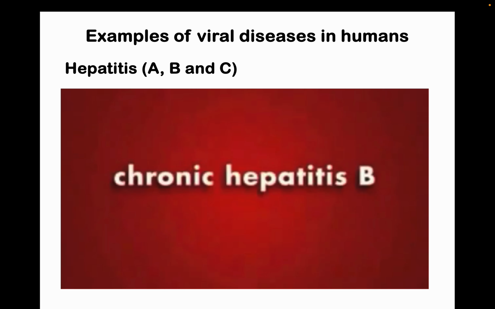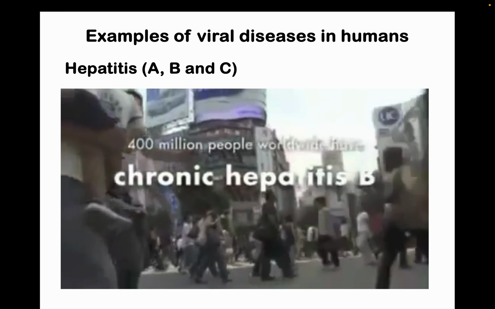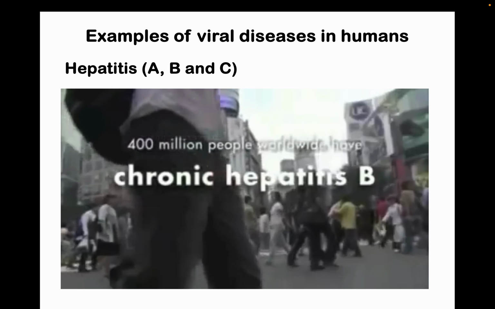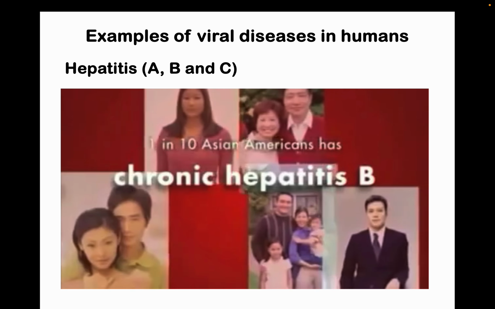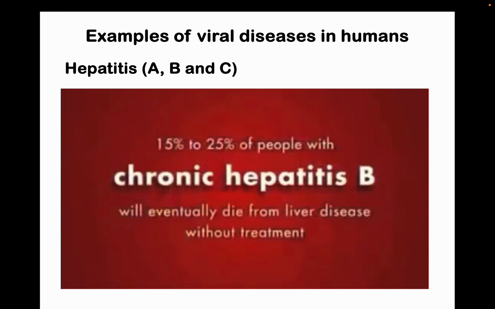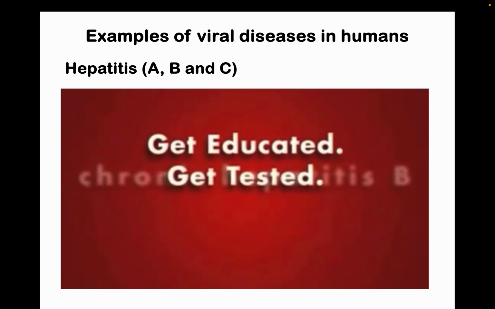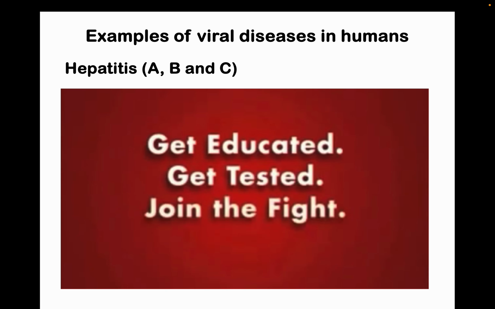Chronic hepatitis B. It's called the silent killer, and it affects millions of people around the world. Asian Americans have the highest rate of this disease, with 1 in 10 affected. Many will eventually die of liver disease without treatment. But we have a way to bring this silent killer out of the shadows. We can get educated, we can get tested, and we can join the fight against chronic hepatitis B.